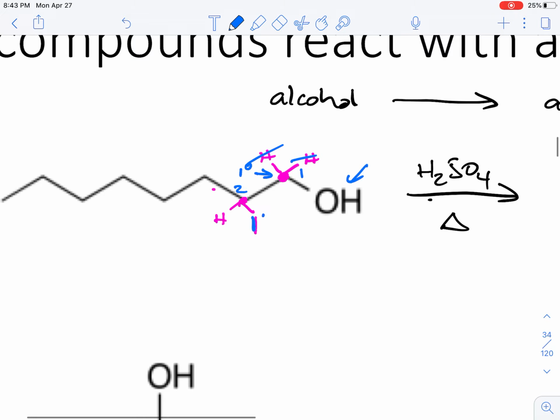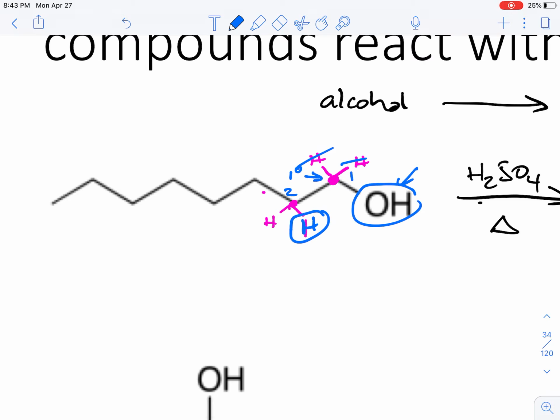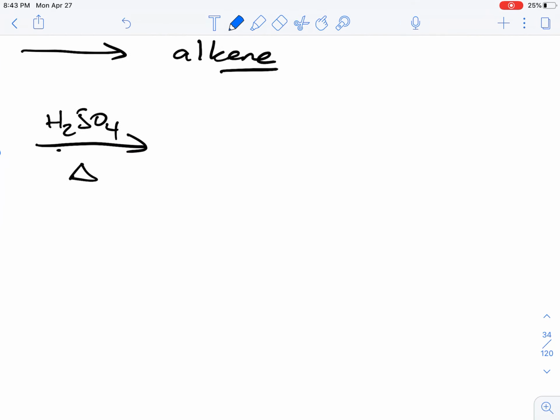Okay. And so the product that I would get, how many carbons do I have here? 1, 2, 3, 4, 5, 6, 7, 8. So this is 1-octanol. So the product that I would get is 1, 2, 3, 4, 5, 6, 7, 8. Just connect them.